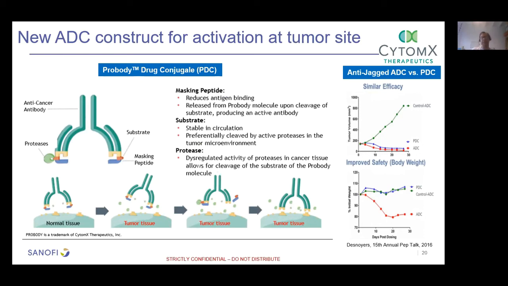So this is really a nice approach, and you can see on the right-hand side that there is already some favorable comparison with an ADC, an Antibody-Drug Conjugate, showing that this approach could be a valid one in clinical stage. So we need to have more data at this stage to make sure that it will bring a new therapy for patients.